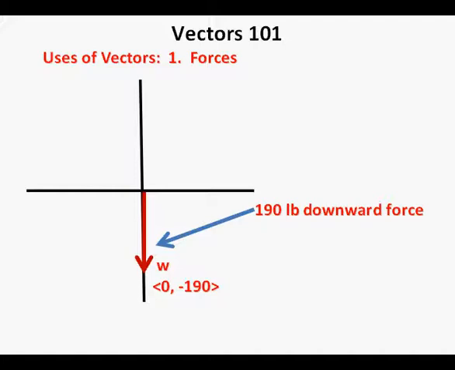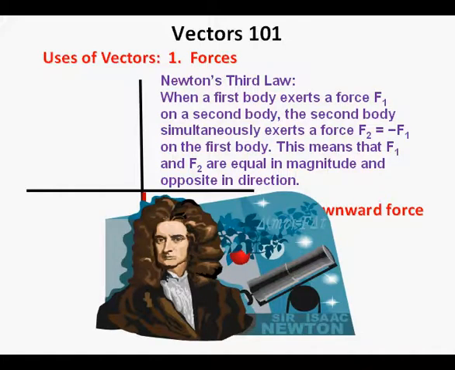But to keep me sitting on the piano bench, there's another force at work as well, and that force is described by Newton's third law of motion. When a first body exerts a force F sub 1 on a second body, the second body simultaneously exerts a force F sub 2 equals negative F sub 1 on the first body. This means that F sub 1 and F sub 2 are equal in magnitude and opposite in direction.